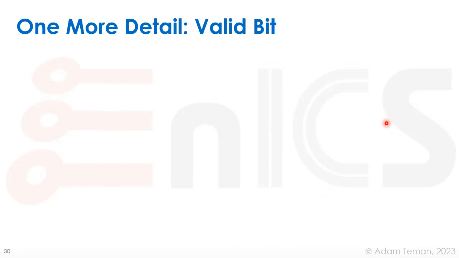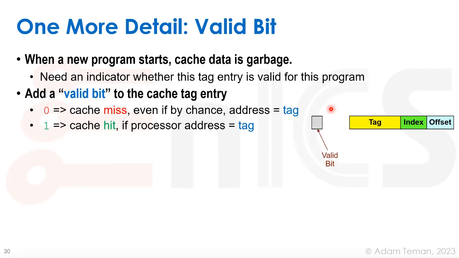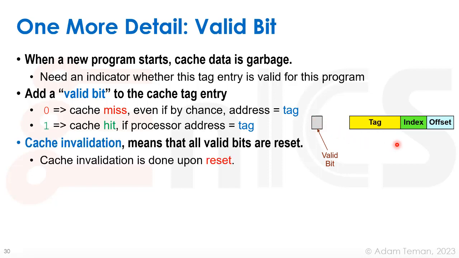One more detail, which is not exactly a trade-off, but something that we're going to do, is add a valid bit. When a new program starts, the data in the cache is garbage, and we need an indicator whether the tag entry is valid for this program. So we add a valid bit that's going to be 0 if whatever we have in the cache is not valid, and 1 if it is valid. So if we access the cache, and even if we have a hit in terms of the tag, when the valid bit is 0, it's still going to be a miss.